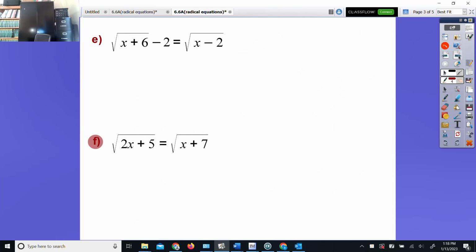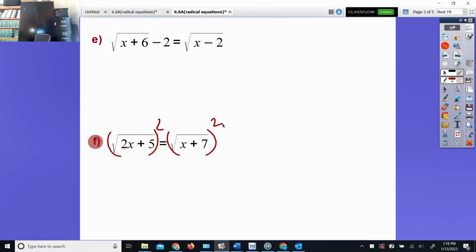We're gonna do the easiest one in your notes. Root 2x plus 5 equals root x plus 7. Eva, what would you like to do? No, the deal is radical isolation. Are the radicals isolated? Yes. We just square each side, because you know what's gonna happen if you square each side.